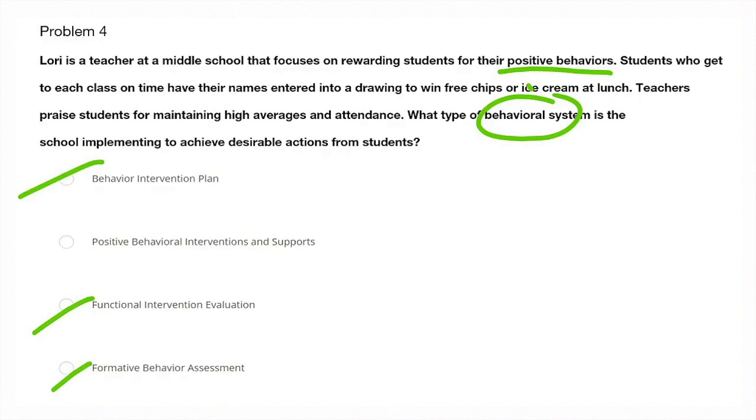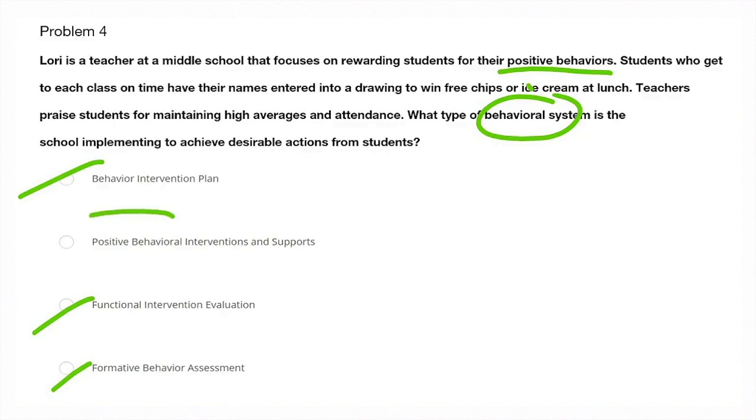Then we have functional intervention evaluation. This particular process is analyzing why specific problems and behaviors occur and is not a system for promoting positive behaviors. And our last one here is formative behavior assessment. These assessments track and evaluate students' behavior over time, but does not involve systematic rewards. So there's no rewards involved here.